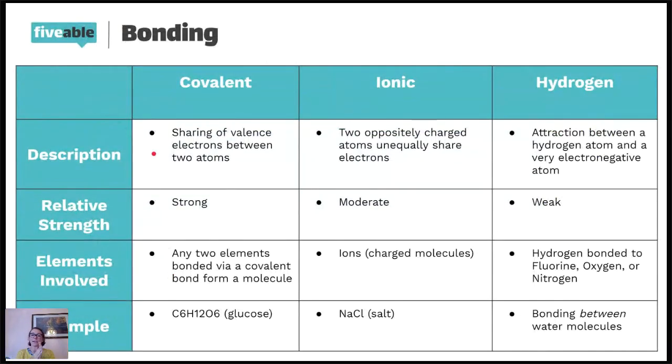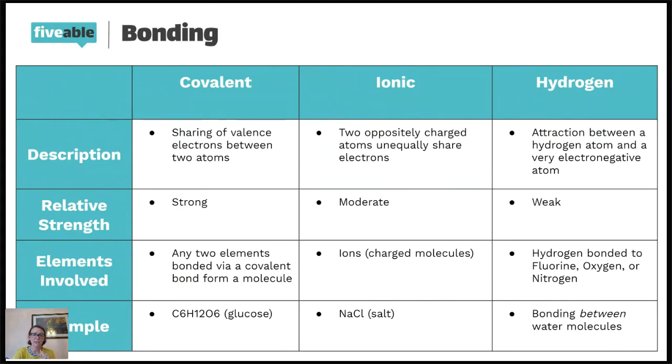Ionic bonding is going to be when we see that gap in electronegativity become too large. So two oppositely charged atoms unequally share electrons. They almost don't share at all. One just kind of grabs from the other, and those things can be easily broken apart, especially if they're dissolved in a polar charged solution such as water. So the strength here is moderate. It's not nearly as strong as a covalent bond just because they're not sharing. And the elements involved here would be ions.